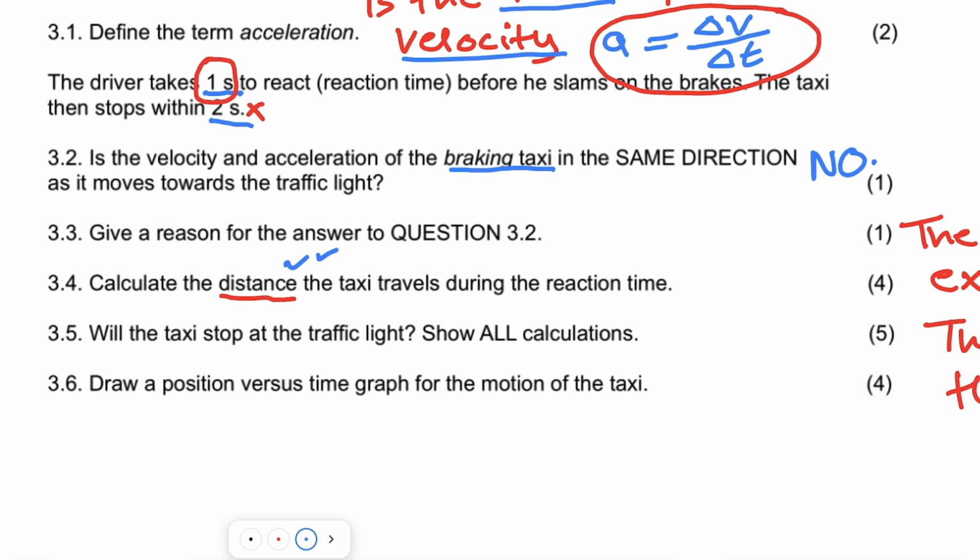To question 3.5. Will the taxi stop at the traffic light? Show all calculations. For 5 marks, they are asking us if the taxi will stop at the traffic light or will it pass the traffic light. So for this question, we are going to calculate the total distance that the taxi covered from the time the driver notices the red light to the time the driver has brought the taxi to a complete halt, which means the taxi will have stopped and no longer moving.